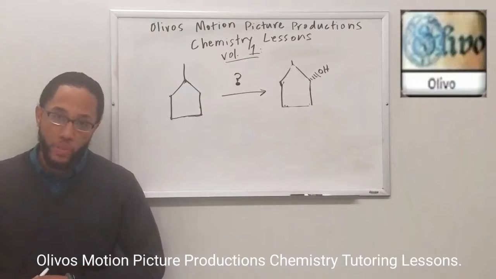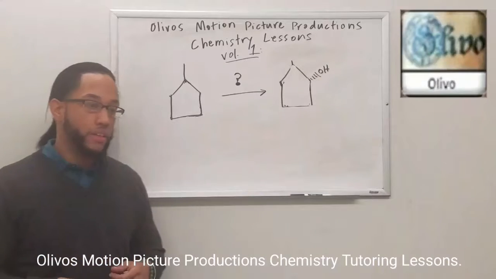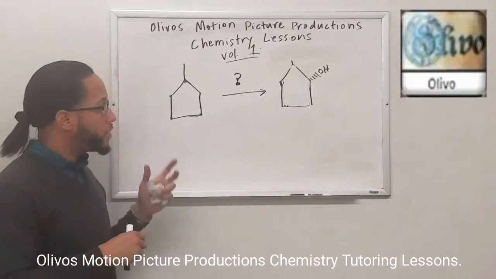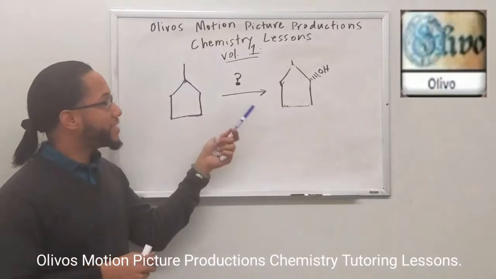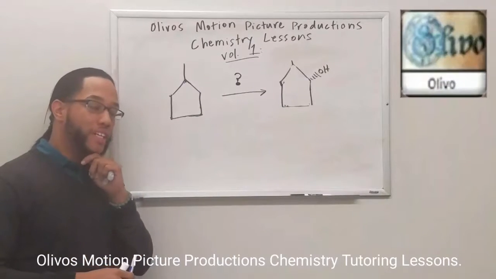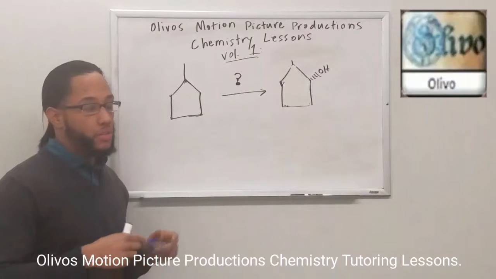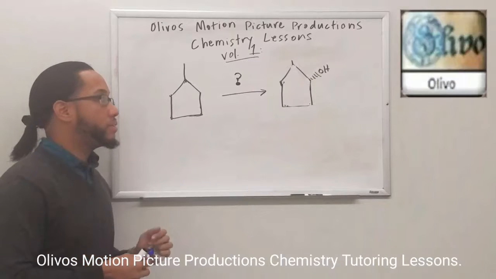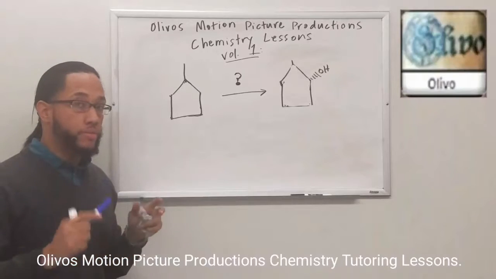This is Olivos Motion Picture Productions Chemistry Lessons, Volume 1. And over here, as you can see, the point of this is to figure out what the reagents are to get to that product there. Okay, so there are a few things that you have to do before anything when it comes to reagents. It's always best to have already practiced it, memorized it, know what reagents do what. So hopefully this is a review.